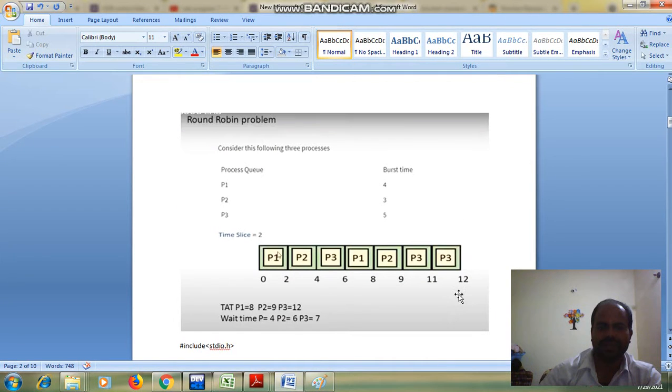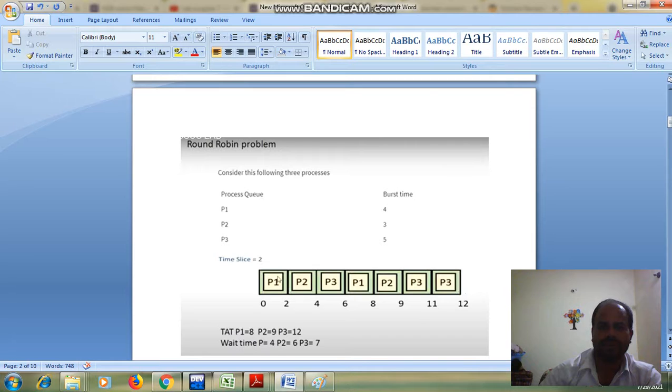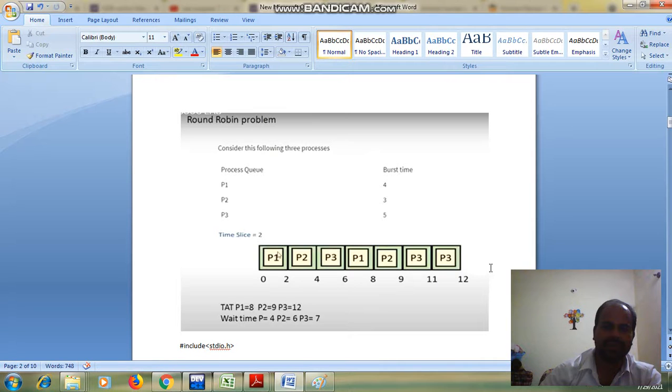Dear students, let us continue the program number 7. The next algorithm which we have to study according to question number 7 is the round robin problem. This is a continuation of program 7. Round robin problem. What happens in the round robin?